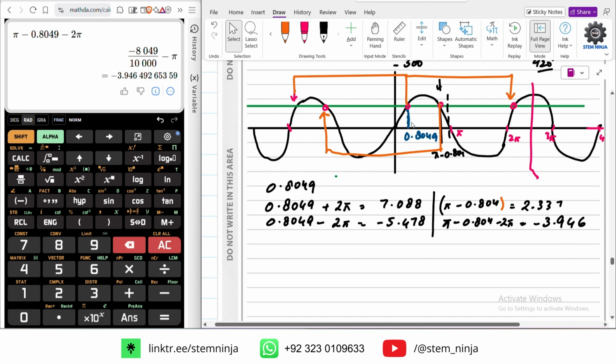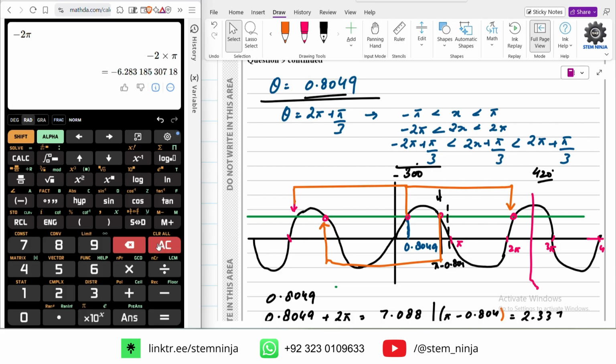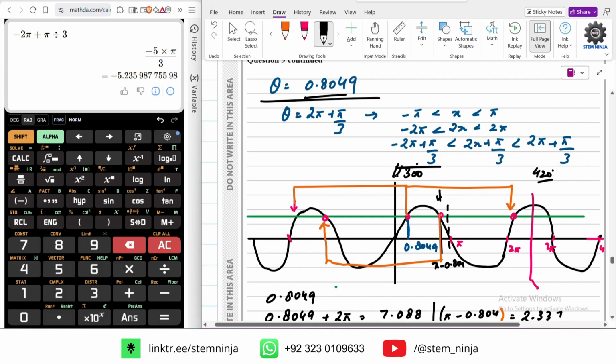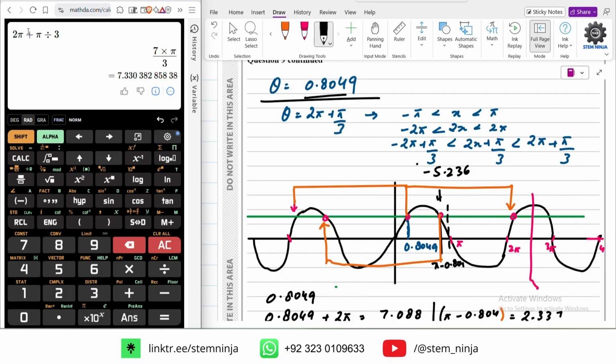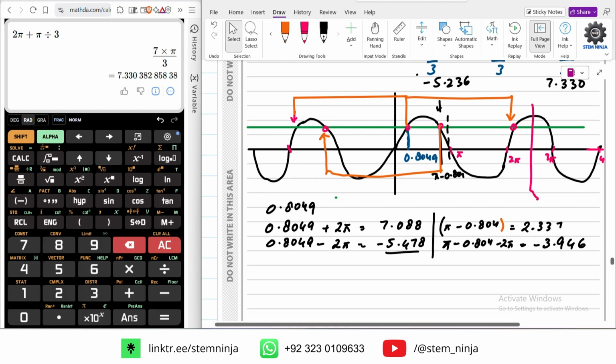So all of these are just theta, which is the transformed function. So the doubt is on this one. Let's see what value we get. Minus 2 pi plus pi divided by 3. Actually, let's use the radian value. Minus 5.236. And then plus 2 pi, this is going to be 7.330. So which one of these would be selected?